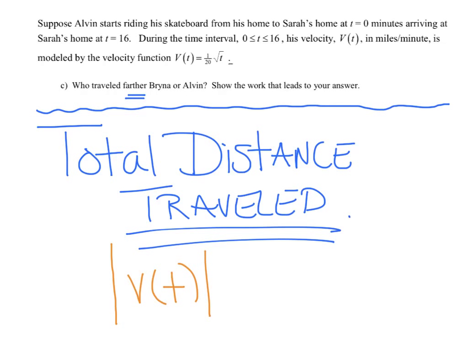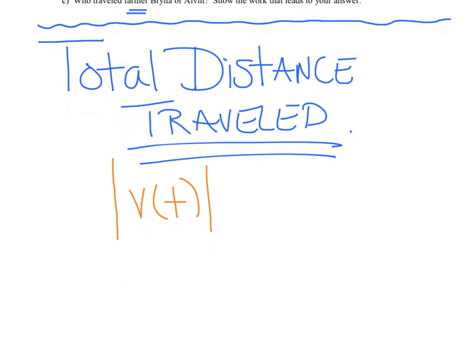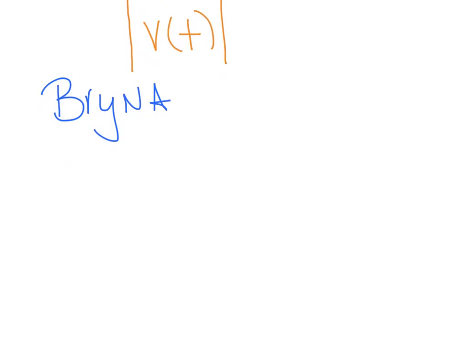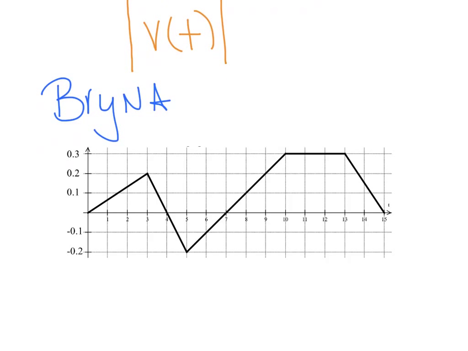So I first want to start with Brina. On your notebook, let's label her name here. She was represented by that graph that we had. Let me pull that back up. This graph represented Brina's velocity. Now here's what I mean by total distance traveled. She traveled to the right, then she traveled to the left, then she traveled some more.